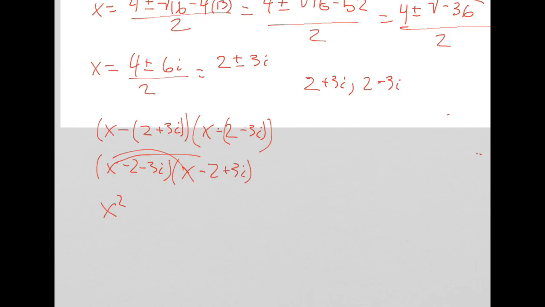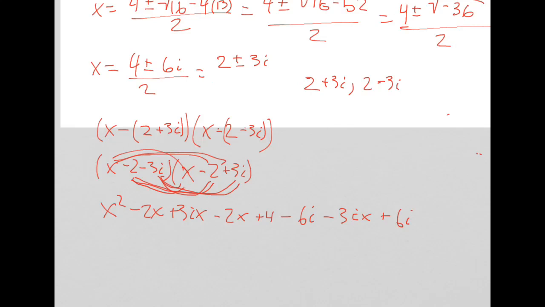So x squared, x times negative 2 is a negative 2x, x times 3i is a 3ix, negative 2 times x is negative 2x, negative 2 times negative 2 is positive 4, negative 2 times 3i is minus 6i, then the last one, negative 3i times x is negative 3ix, negative 3i times negative 2 is positive 6i, and finally, negative 3i times 3i is negative 9i squared, which is positive 9.